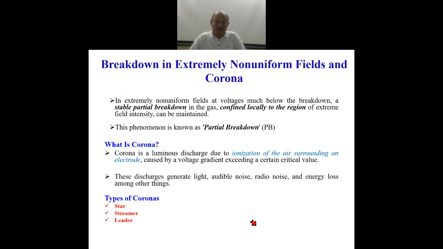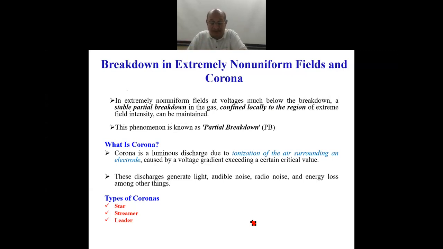So corona, or you can say, in extremely non-uniform fields at voltages much below the breakdown voltage, is a stable partial breakdown. Stable partial breakdown means so long as you apply the voltage, the partial breakdown activity will continue in the gaseous dielectrics. The activity is confined locally to the region of extremely non-uniform field. It is maintained, it is continued, and that is nothing but corona. This phenomenon, in technical language, we describe as partial breakdown.